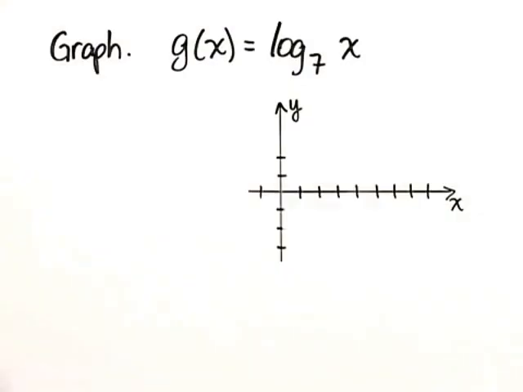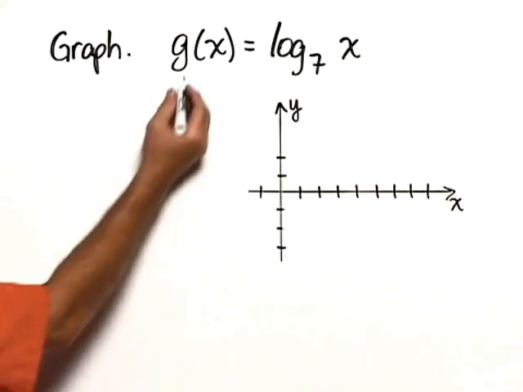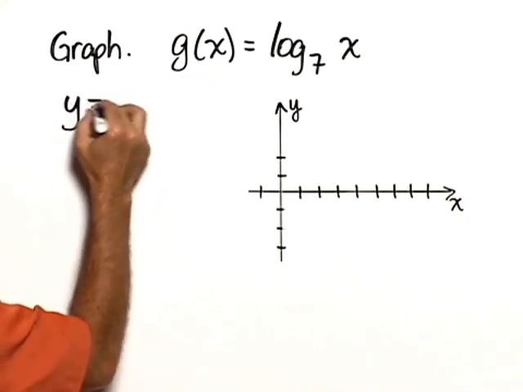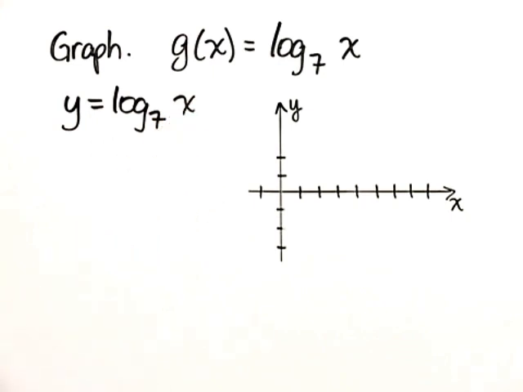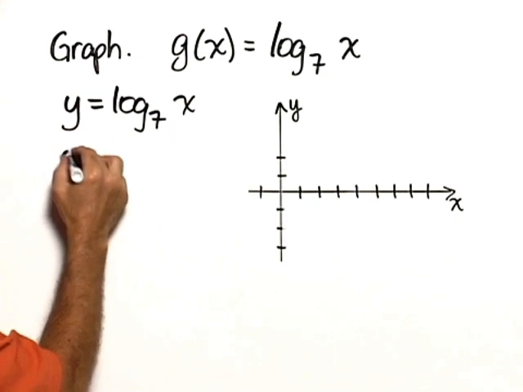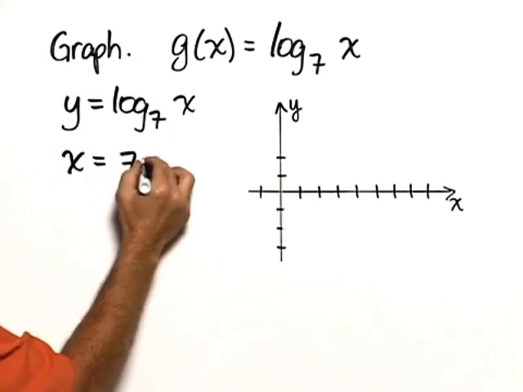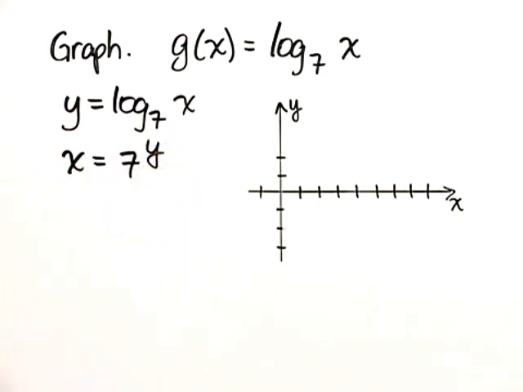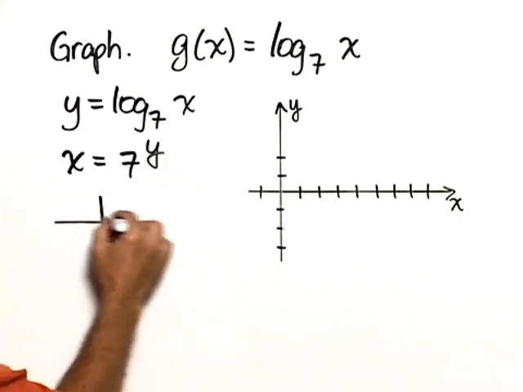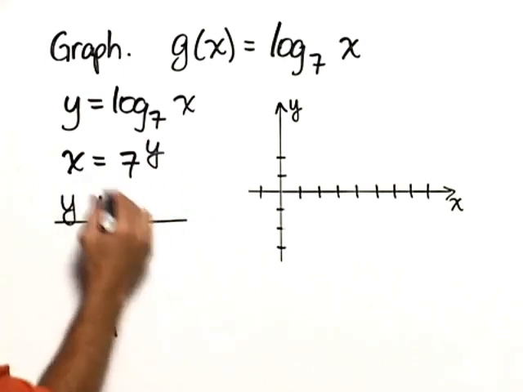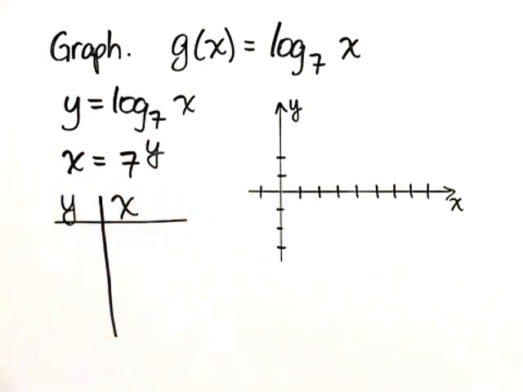Graph g of x equals log base 7 of x. First of all, let's replace g of x with y. So y equals log base 7 of x. And now let's write it as an exponential expression, which would be that x is equal to 7 raised to the power of y. Because now what we'll do is select values for y and calculate the corresponding x values.